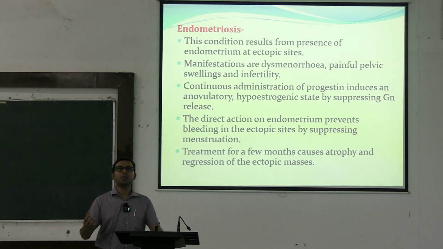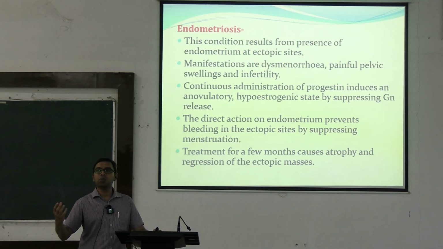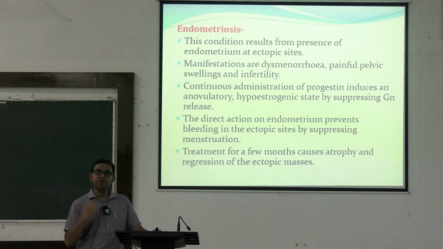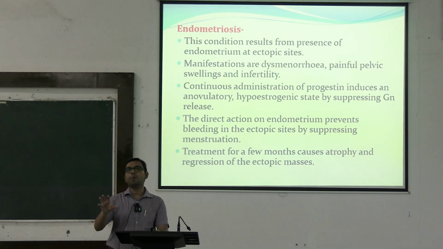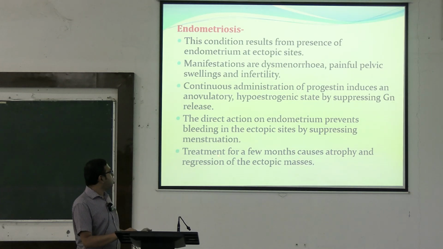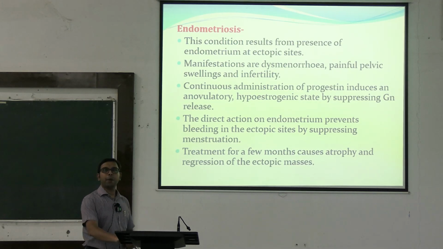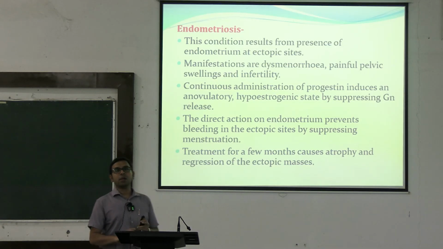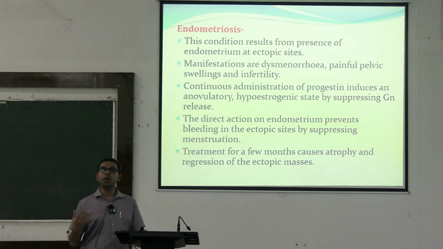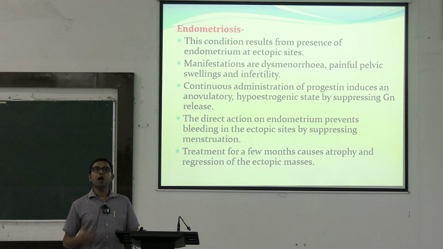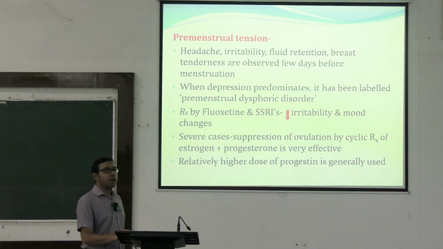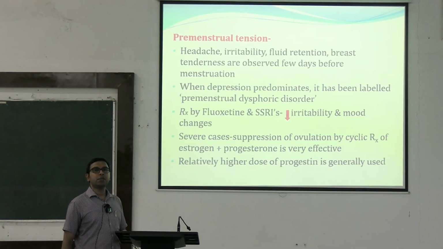In endometriosis there is some ectopic endometrial tissue other than where it should be. So there will be some bleeding from there and there is also infertility. Here if you are using the progesterone, that can block this. So treatment for a few months causes the atrophy of that ectopic endometrial tissue and regression of these ectopic masses happens. So this progesterone or synthetic progestins can be used in dysfunctional uterine bleeding and for the treatment of the endometriosis.